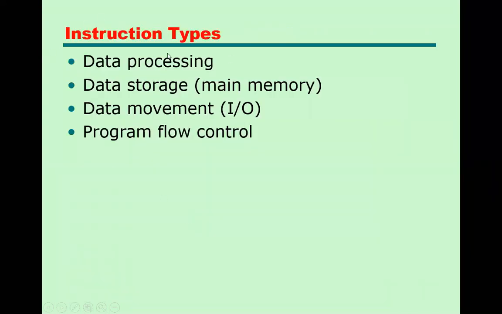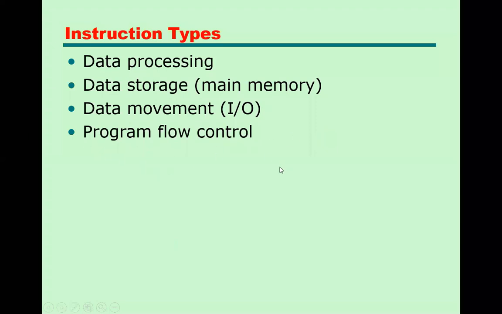In instruction types, we have to process our data, so addition we have performed. Data storage: we have to store our data into the main memory. For example, after addition, you have to store your result into the main memory. Data movement is required, like A and B, you know the addresses, so we have to fetch the respective data. Sometimes we will submit data from the input device, so again data movement is required from the input device to your processor.